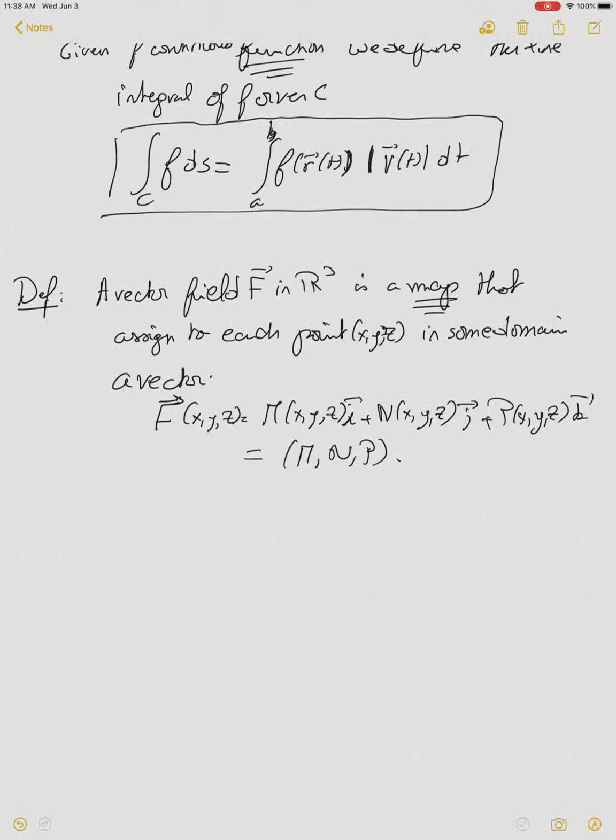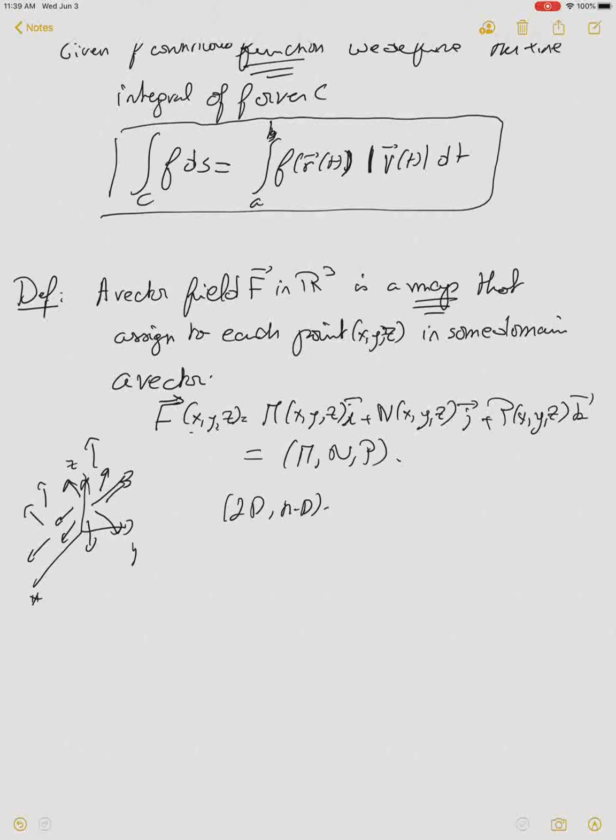Okay. So what is a vector field? I'm now in R3. This is x, this is y, this is z. And let's say at each point, I have a vector. The map that assigns to each point a vector is called a vector field. This can be in 2 dimensions, by the way. It can be in any dimension, in n dimensions. But I will give the definition in R3, and you can generalize to smaller or larger dimensions.